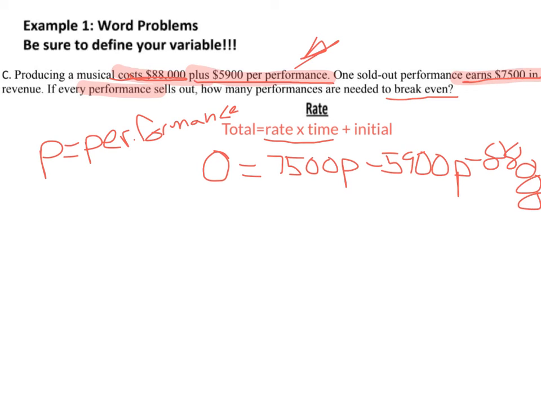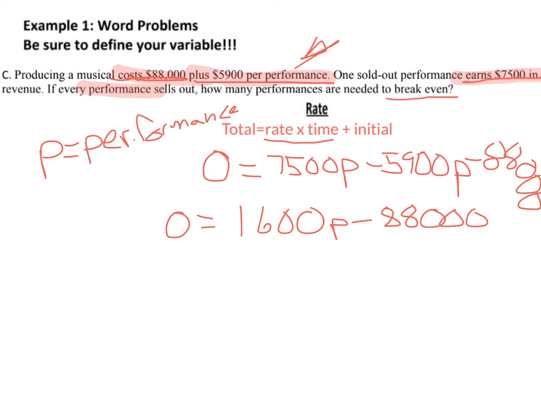So we used some of our rates. Okay, so you saw the positive rate in revenue, negative rate, and we had that initial of 88,000. Well, let's solve. This one's going to allow us to work through this and say, well, what's 7,500 minus 5,900? We got 1,600. Combine our like terms. And then we have that minus 88,000. There you go. Hopefully you can see that a little bit better now.